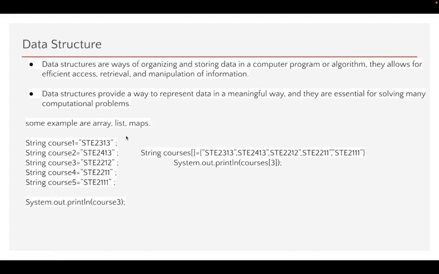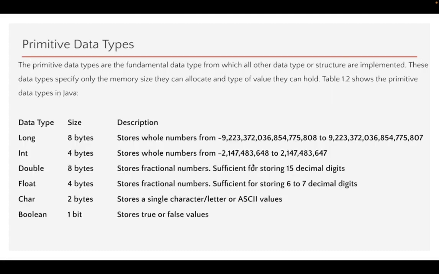So if you are to make use of a data structure like array, we can simply do that with one line of code. We simply specify a variable with this square bracket specifying that this is an array variable and not just any ordinary variable. And then within a curly bracket, we specify all the course codes. In order for us to access any of these course codes, we simply reference the array variable and use the index of whichever course code we want to access. So we'll be talking more about what index is and array in the subsequent slides.